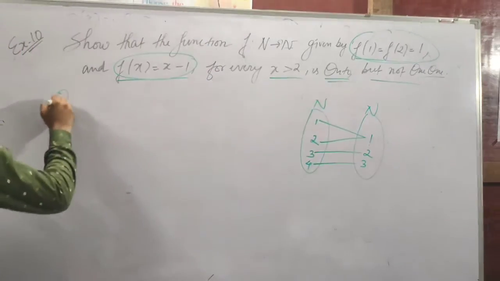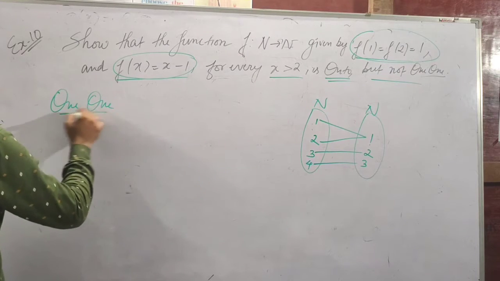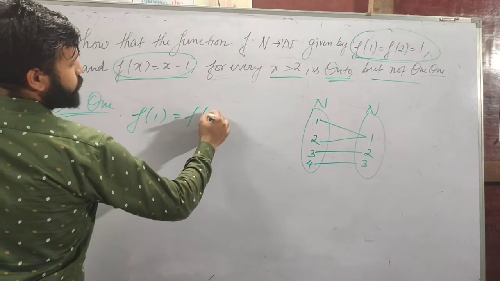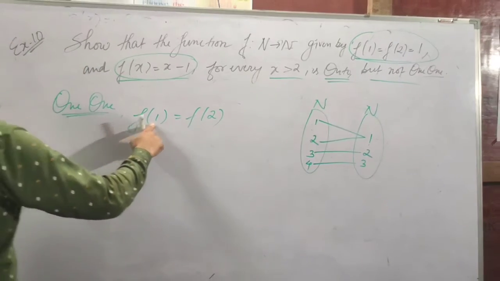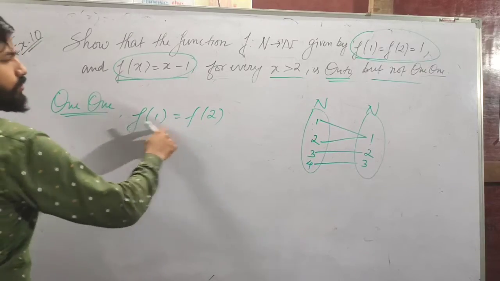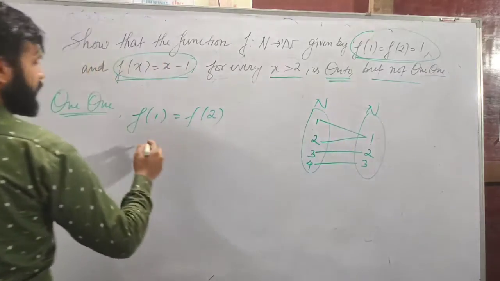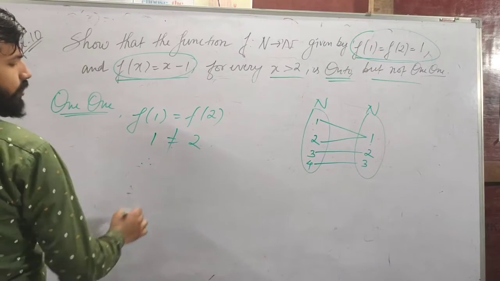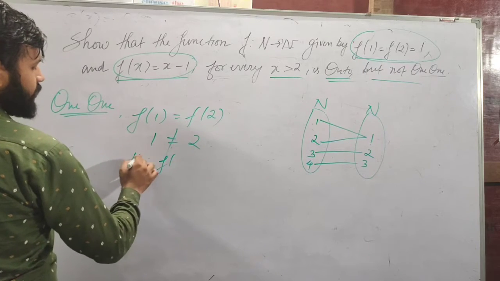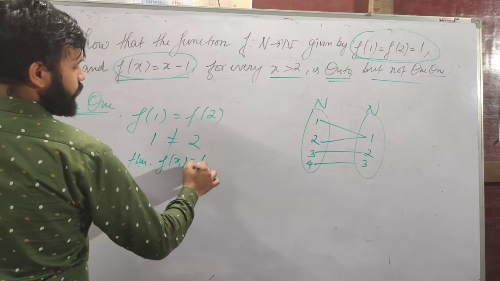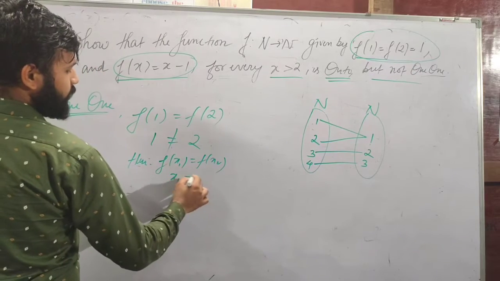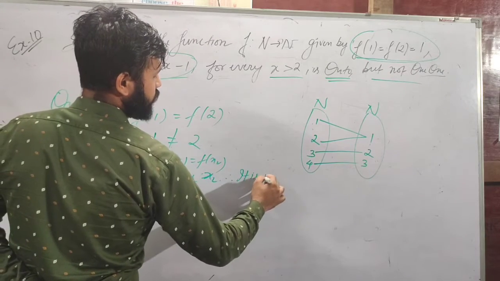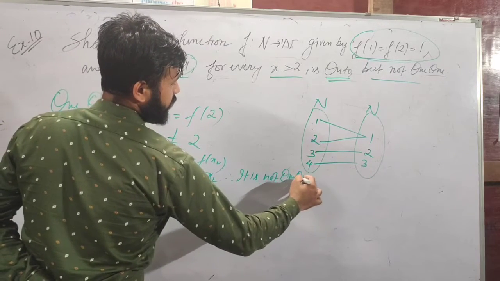Look here, how to prove it is not one-one? Very simple. Here f(x1) is equal to f(x2), because f(1) is 1 and f(2) is also 1. But can you say that 1 is equal to 2? Definitely not. Therefore f(x1) is equal to f(x2), but x1 is not equal to x2. Therefore, it is not one-one.